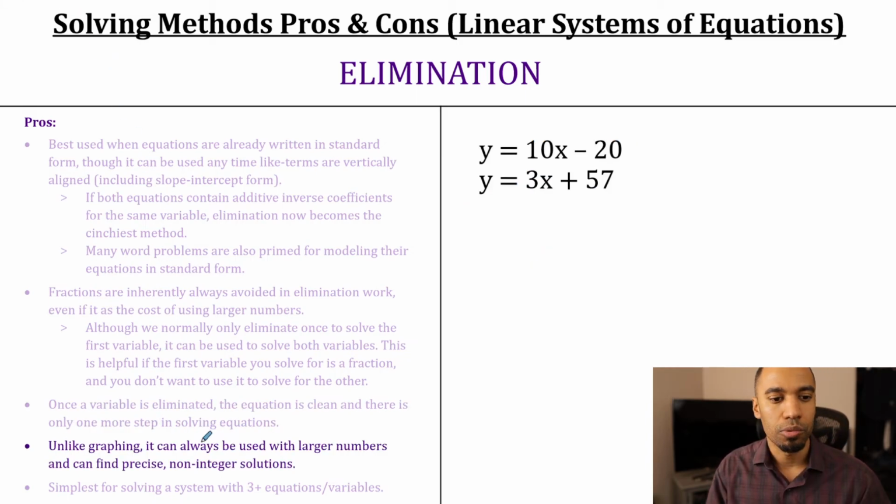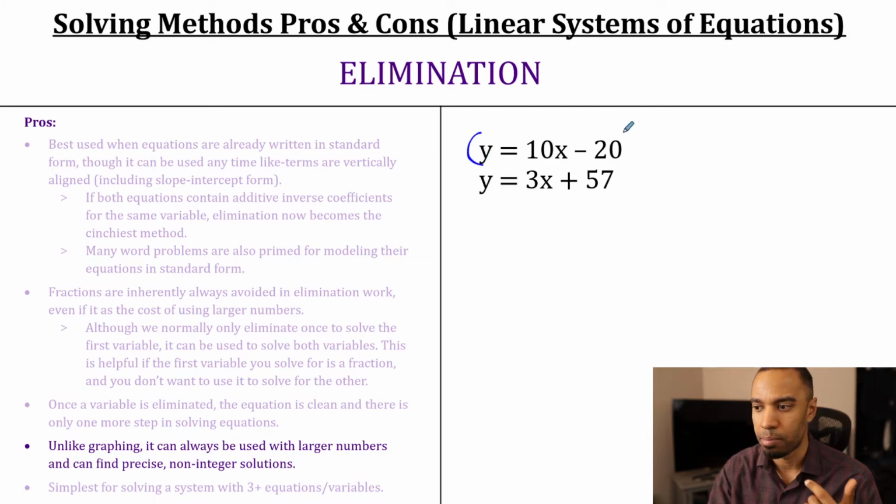And, okay, two more. So unlike graphing, it can always be used with larger numbers to find precise non-integer solutions. Bet you're wondering how we would solve this one using elimination. You kind of have options. If you want to move these x terms over in standard form to make it work to start, that's fine. I'll just leave them here for now. Let's go ahead and eliminate the y's.